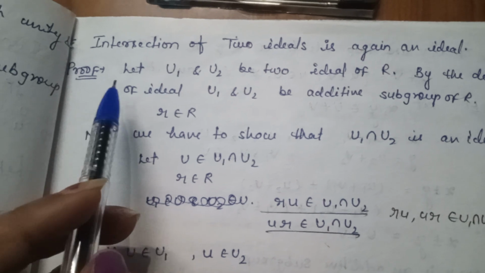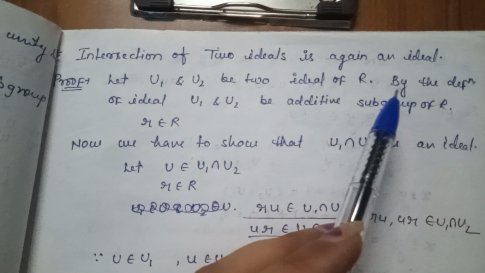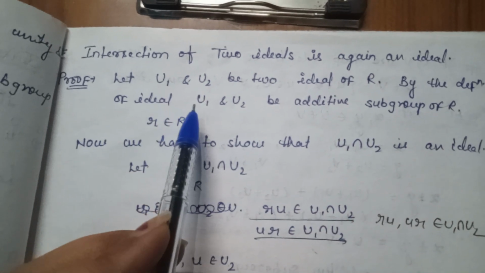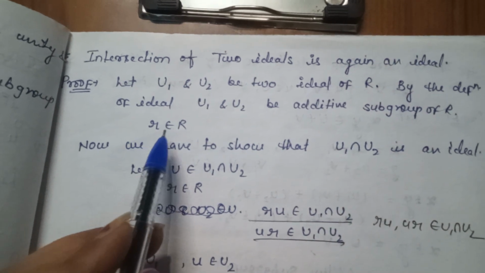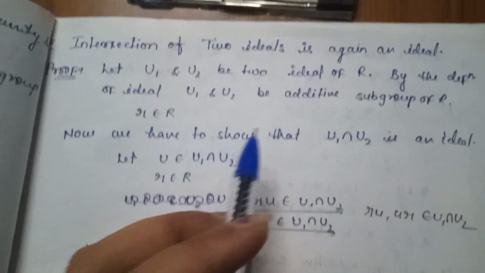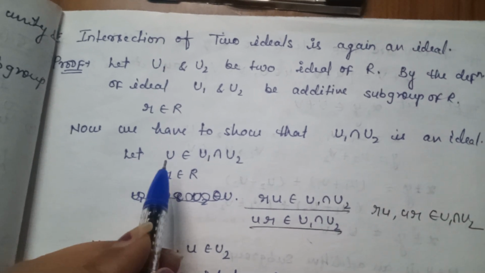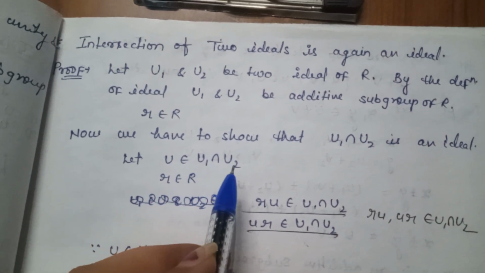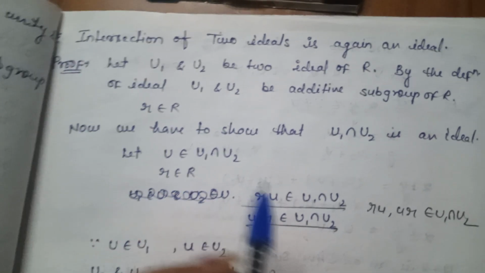Proof, देखते हैं इसका. Let U1 and U2 be two ideals of R. By the definition of ideal, U1 and U2 are additive subgroups of R. Small r belongs to capital R. Now we have to show that U1 intersection U2 is an ideal. Let u belongs to U1 intersection U2 and small r belongs to capital R.